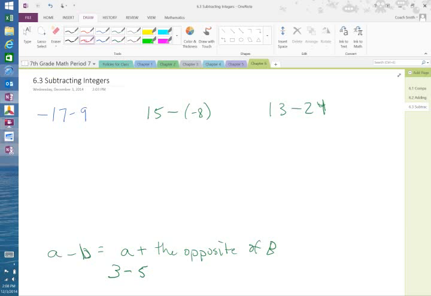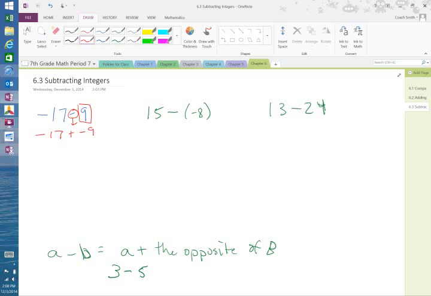And here's what we do. We bring down negative 17, and the minus 9, the minus changes to addition, and I do the opposite of 9. What is the opposite of 9? Negative 9. So we do negative 9. So the 17 doesn't change? No, the first number never changes. It's always the number behind the subtraction sign.